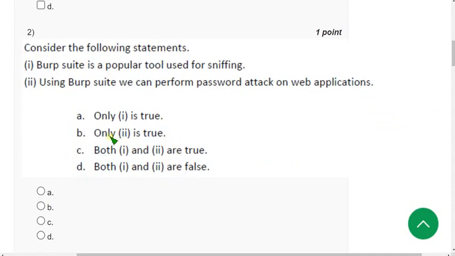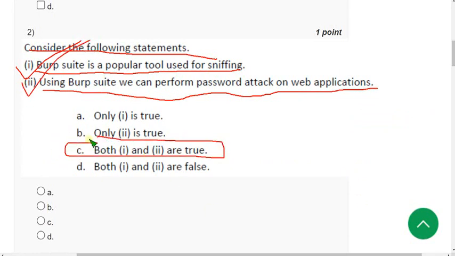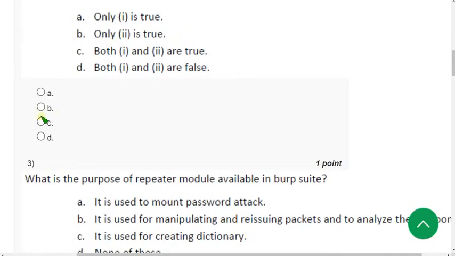Second question. Consider the following statements. First one, Burp Suite is a popular tool used for sniffing. And second one, using Burp Suite, we can perform password attacks on web applications. So for the second question, I think both are correct statements. So I think option C could be the probable answer for the second question. Now let's move on to the third question, guys.